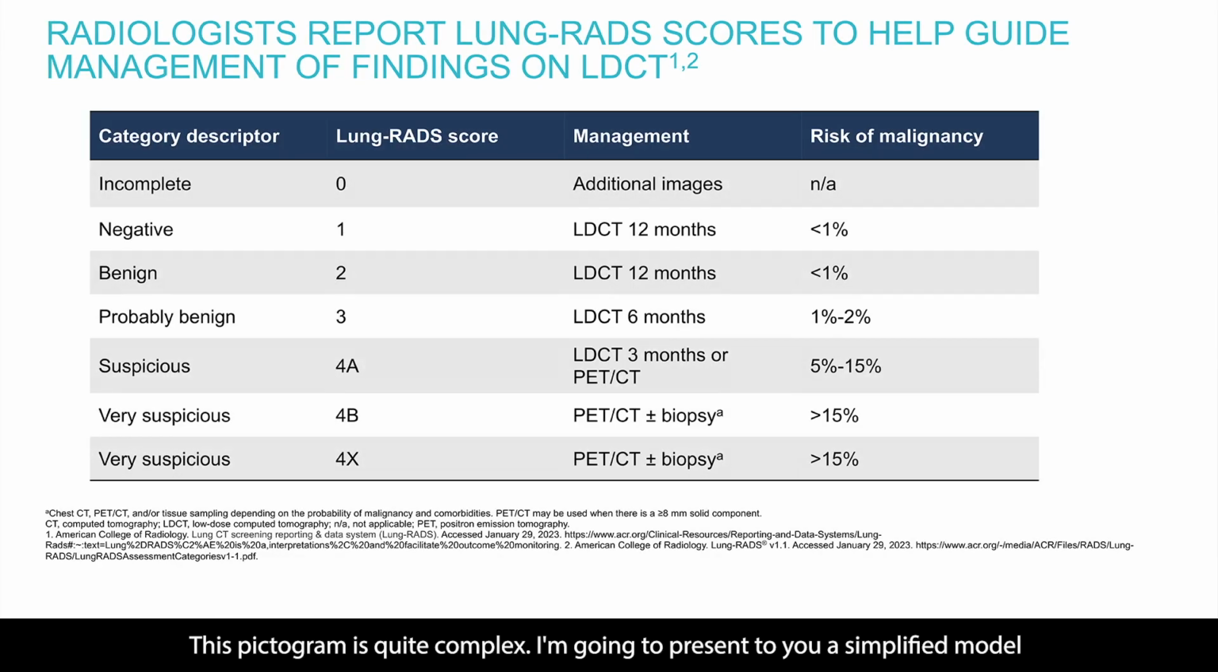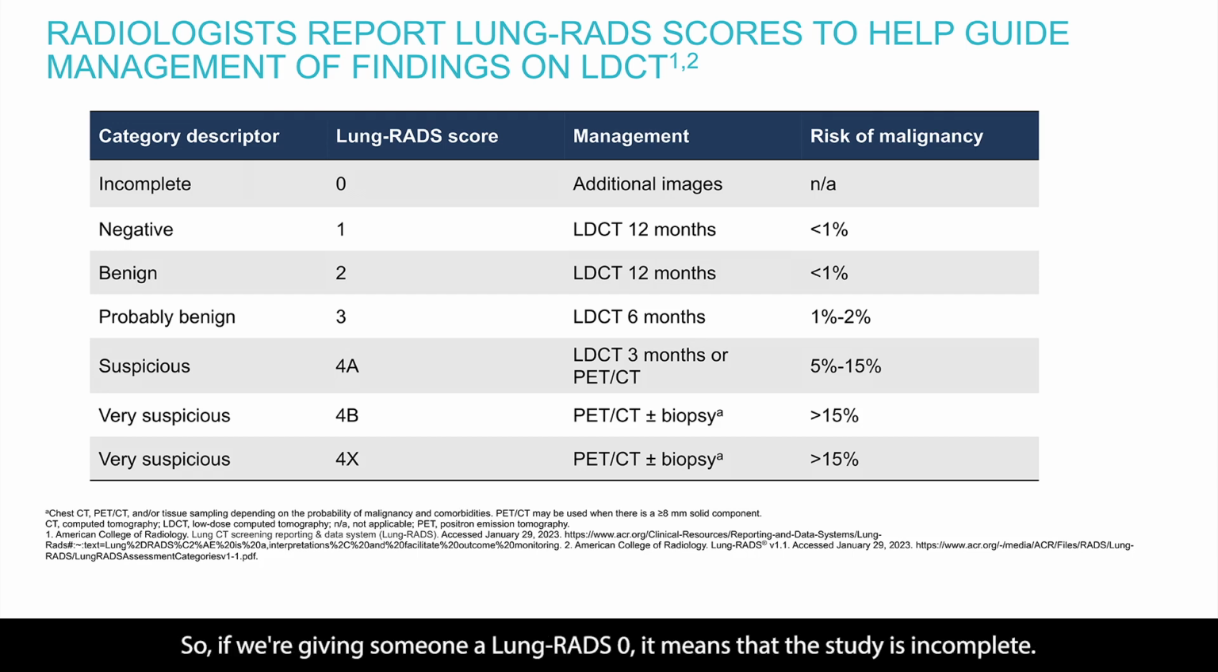This pictogram is quite complex, so I'm going to present to you a simplified model addressing some of those elements. So it addresses 4 of the elements, not all the elements. When we score patients as part of a screening program, we don't use this for patients outside of the screening population. When we use low-dose CTs and the patient is part of a screening program and we score these patients, we give certain categories of score from 0 to 4X. What does that mean? The category description.